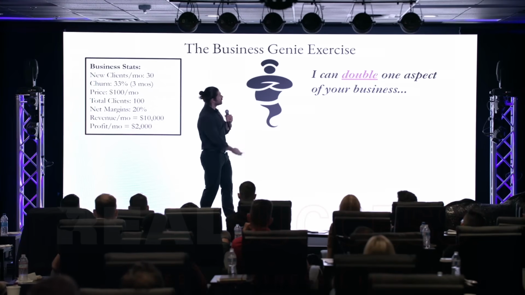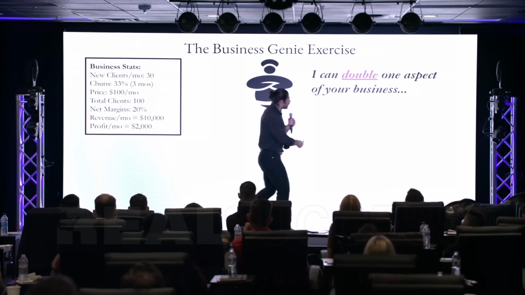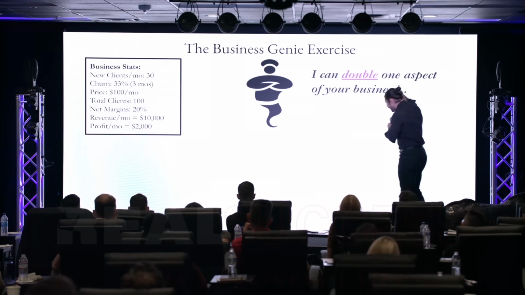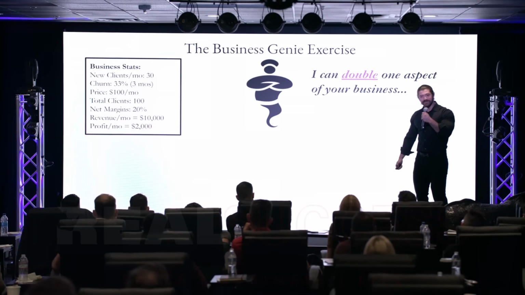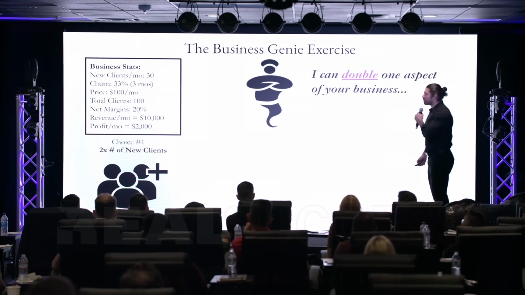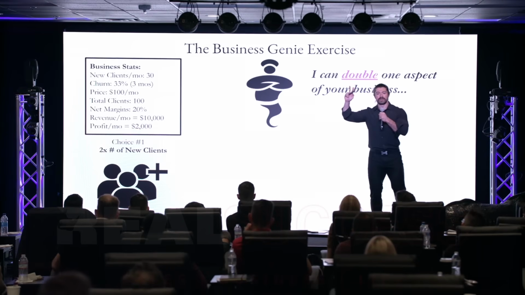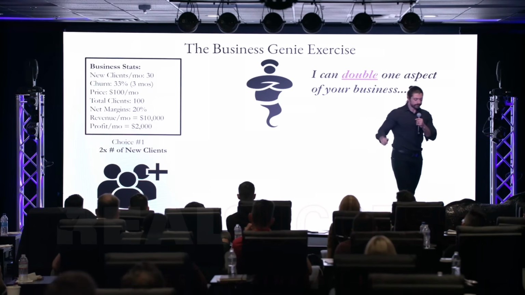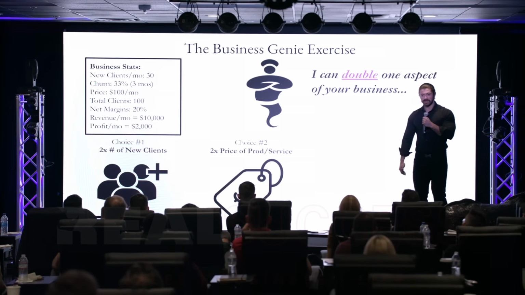And this business Genie, this beautiful icon of a business genie, business gin, if you will, shows up and says, I can double one aspect of your business. Which one would you like it to be? It's a niche genie, so just go with it. All right? Option number 1, I can double the number of new clients that you sign up every month. Option number 2, I can double the price of your product or services.